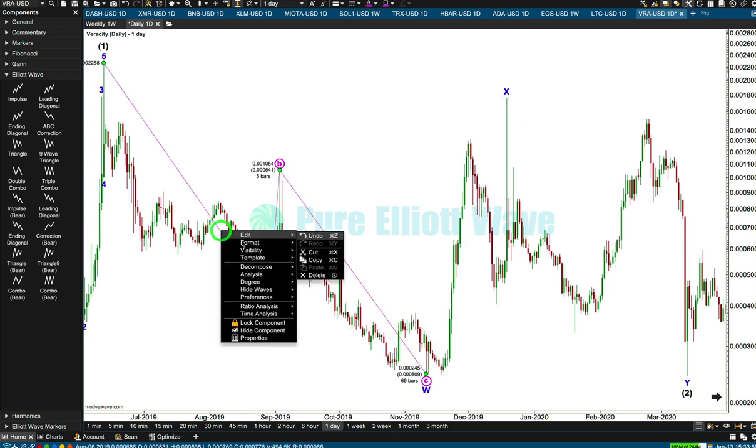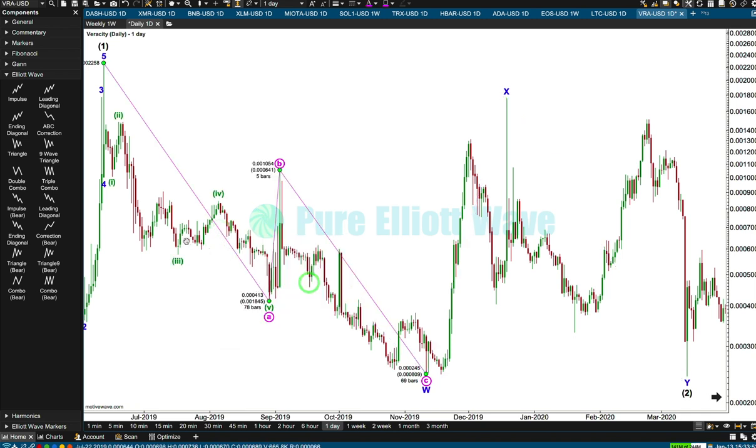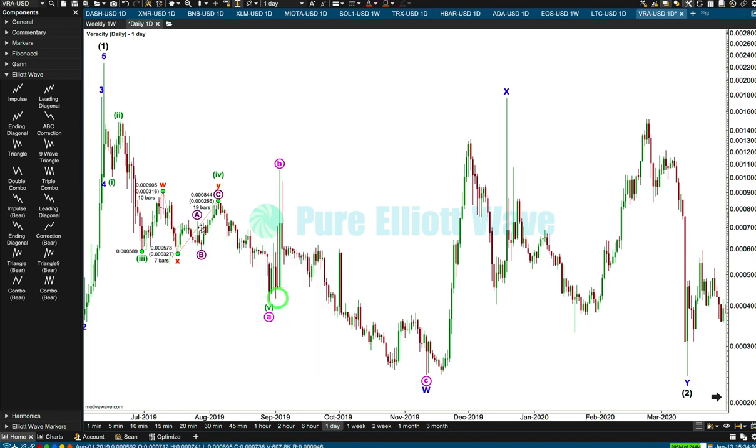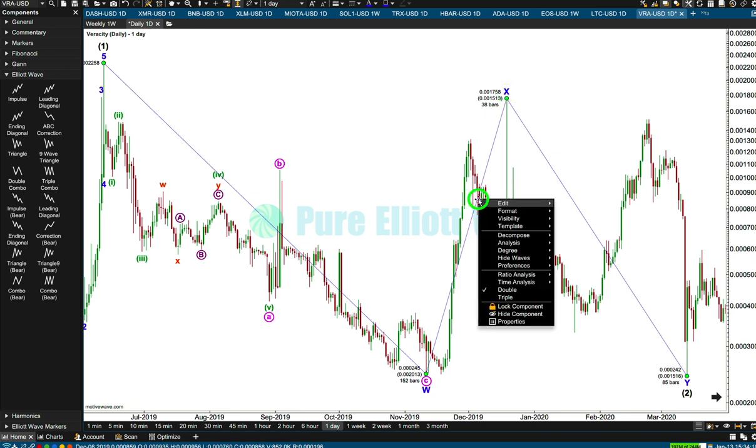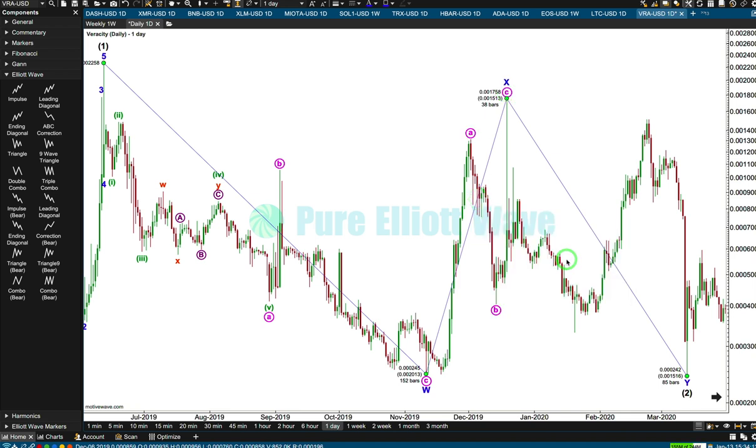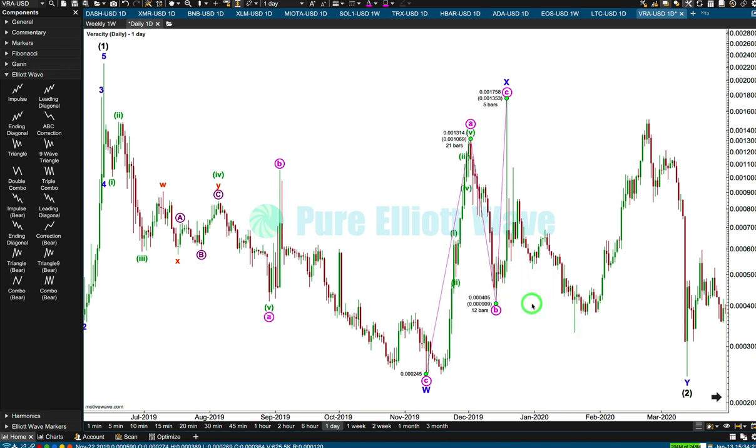I'm just looking at the subdivisions here within minute A, and I think I want to see this here, and I think I want to see 4 as a combination. Is minuette Y a flat correction? Possibly. X, that looks pretty good. A looks like a pretty good 5. No, I have this down here. And I have this here.